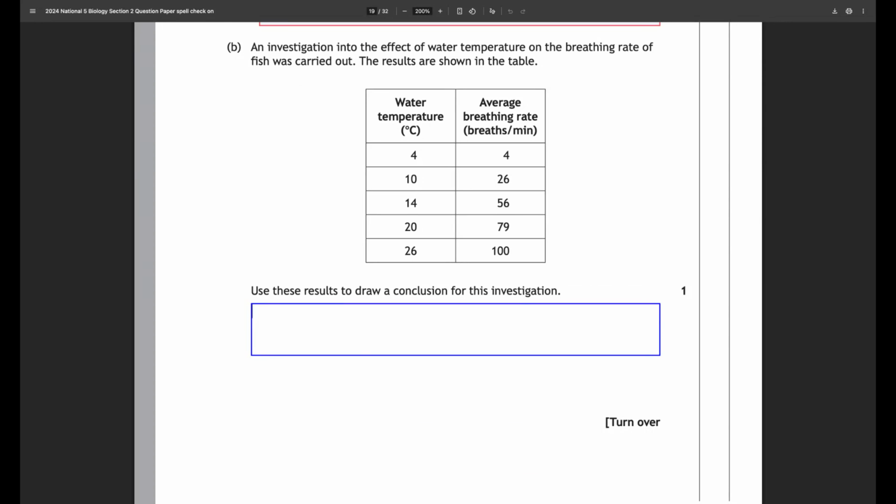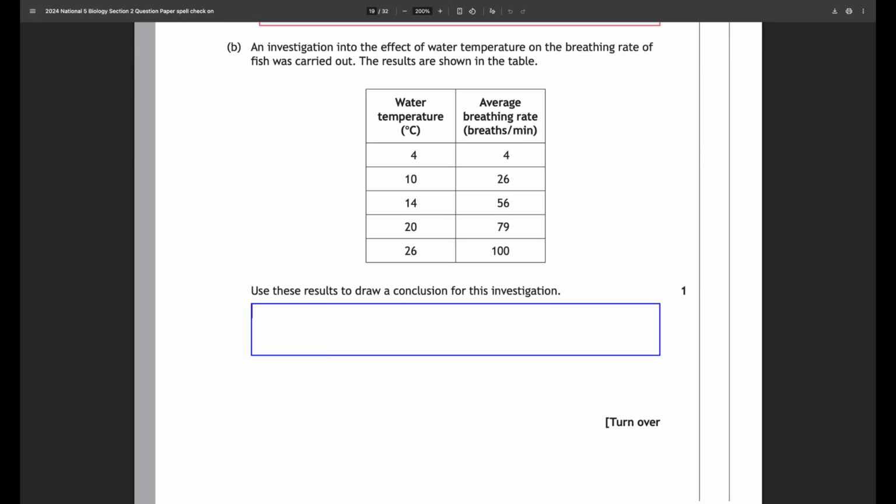Okay, part B, an investigation into the effect of water temperature on the breathing rate of fish was carried out. The results are shown in the table. So we've got the water temperature on the left going up from 4 to 26, and the average breathing rate on the right going up from 4 to 100. Now, you have to use the results to draw a conclusion for this investigation.